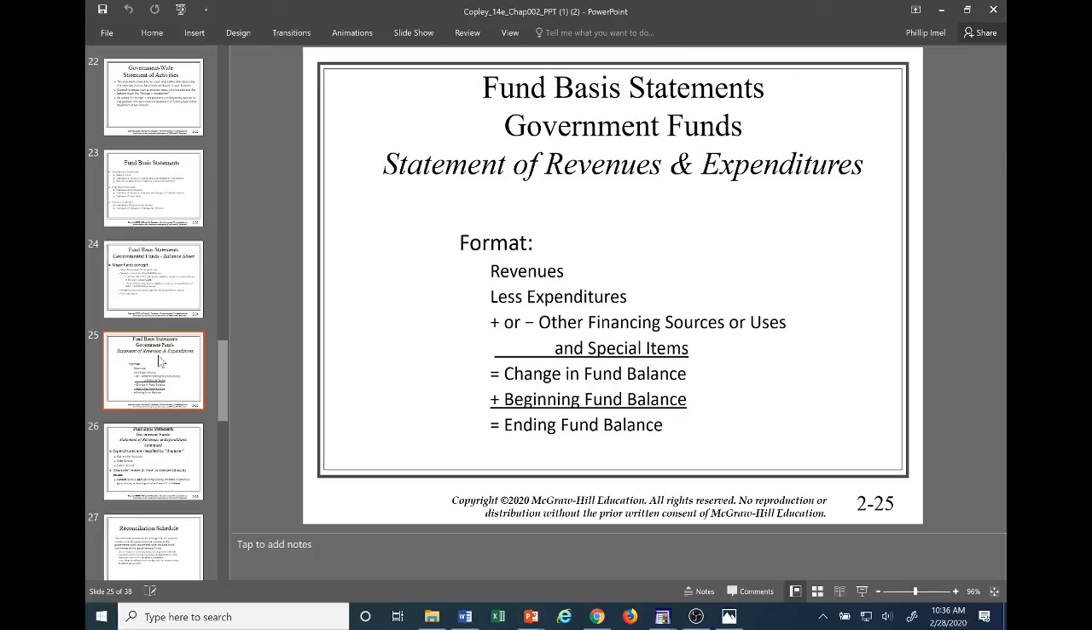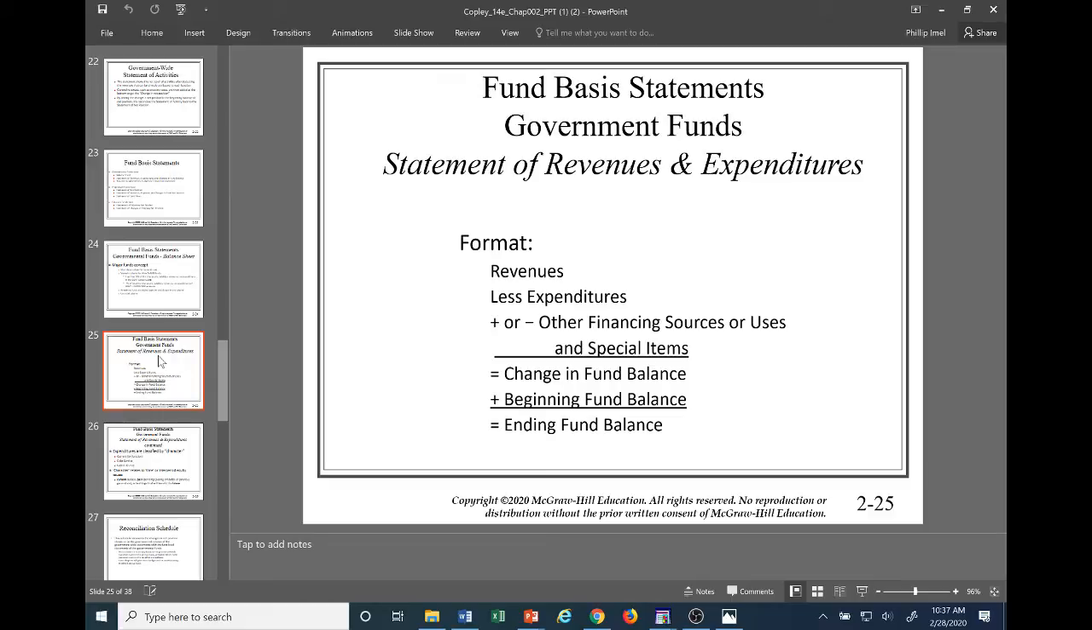Within character, how are they displayed? They're displayed by function. So revenues are by source. We want to know where it's coming from. The expenditures are by character first, there are three characters, either current, debt, or capital. And then within each of the characters, it's by function, because we want to know what character we're spending it on and what function it's being used for.